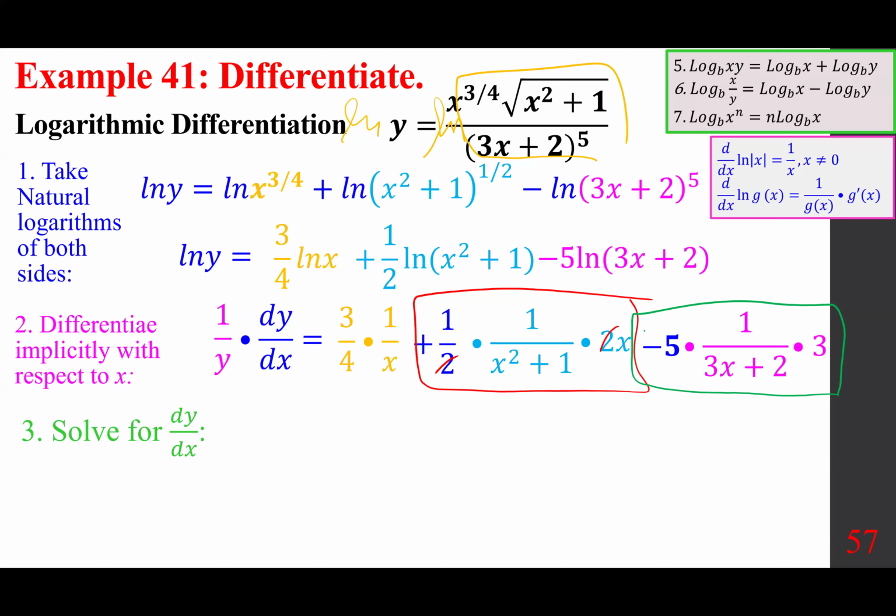And I hope you see that minus 5 and 3 would be minus 15 over the same denominator, 3x plus 2. So that's what it is. And you take the y to the other side and you multiply by it.